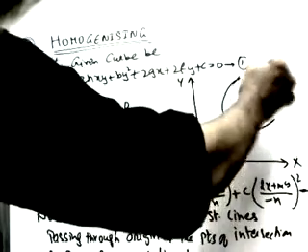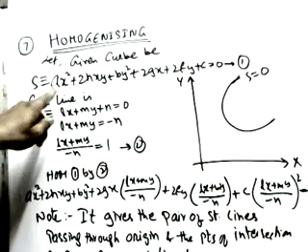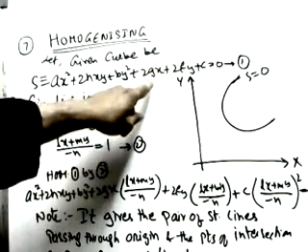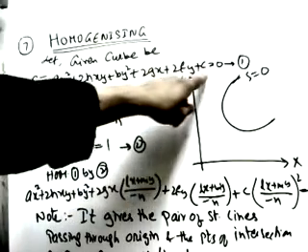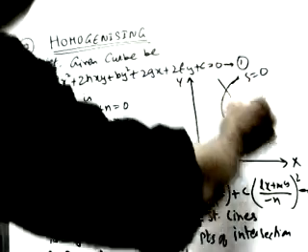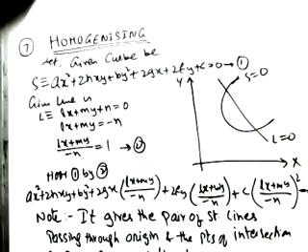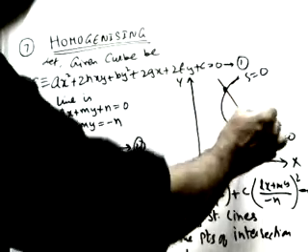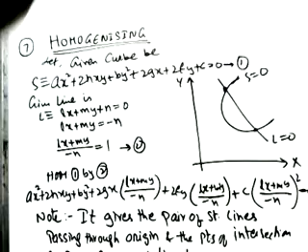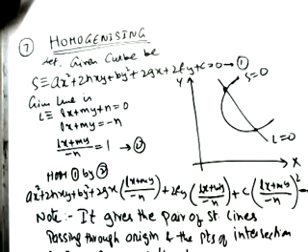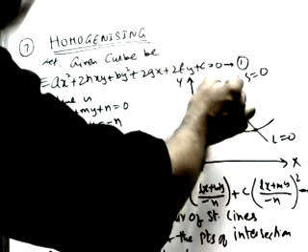Let the curve be denoted by S equals 0. The general equation we write for the curve is ax square plus 2hxy plus by square plus 2gx plus 2fy plus c equals 0. Suppose this is the curve and we have a line, let this line be L equals 0. These two points are the points of intersection of the curve S equals 0 and the line L equals 0.